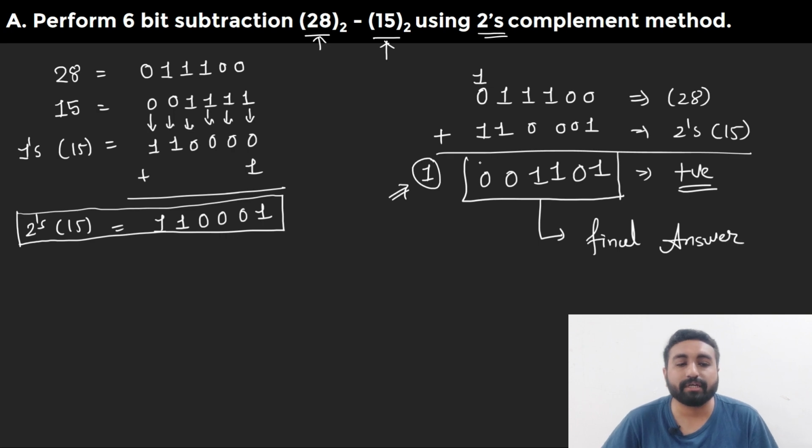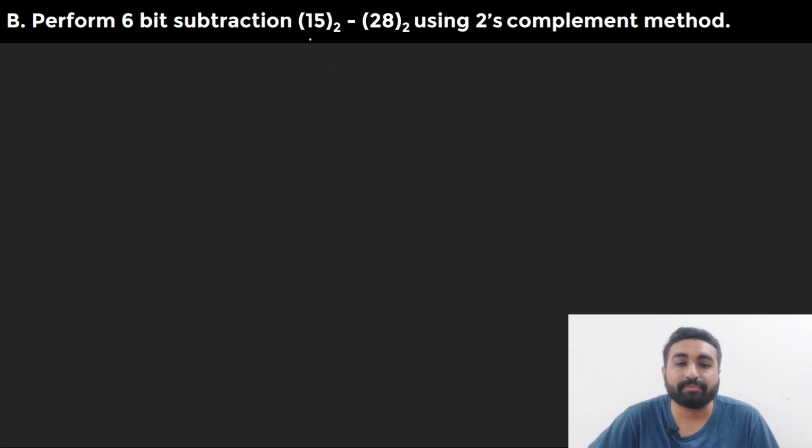So here also if you check, 1101 is equal to 13, and 28 minus 15 will also be 13. So we are getting the answer using the 2's complement method. Now let's reverse the things. So here we need to take the subtraction 15 minus 28.